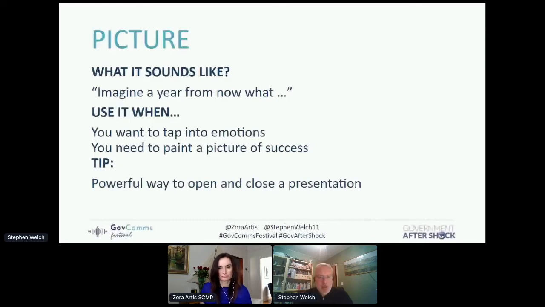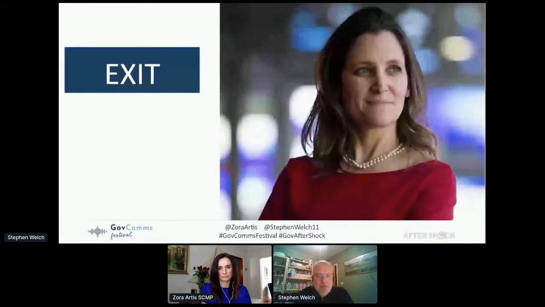There is one more style we want to talk about, which is exit. Although I live in London, England, I'm originally from Canada, and this is Chrystia Freeland, who's the Deputy Prime Minister of Canada. She symbolizes the exit style because a few years ago, when Canada and the European Union were trying to negotiate a free trade deal, it was on the verge of collapse. And she was in charge of the negotiations and basically decided to walk away.